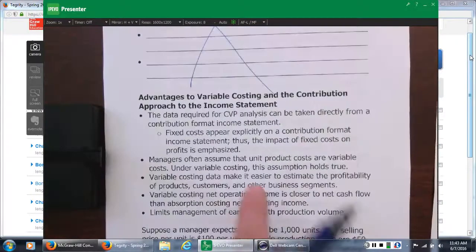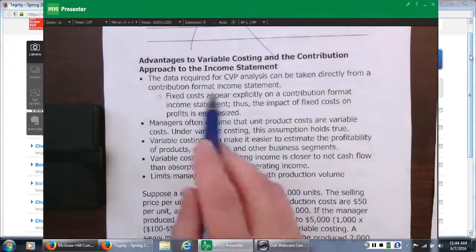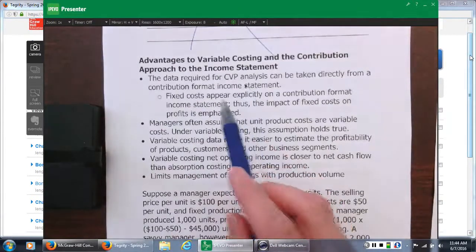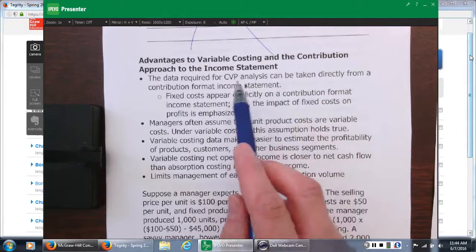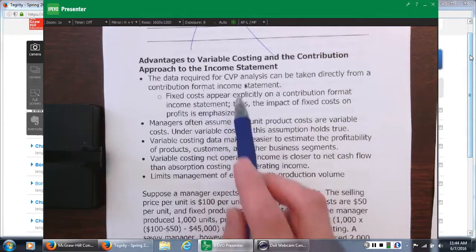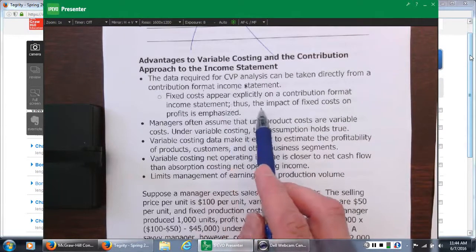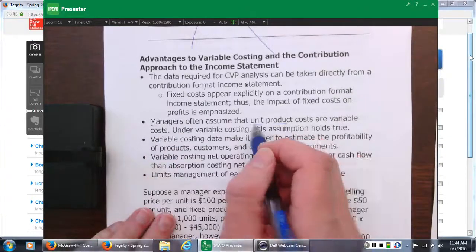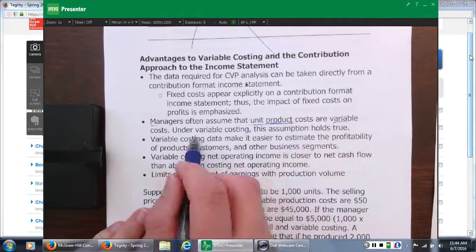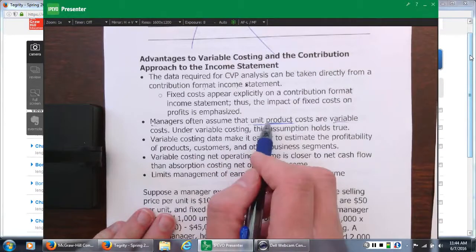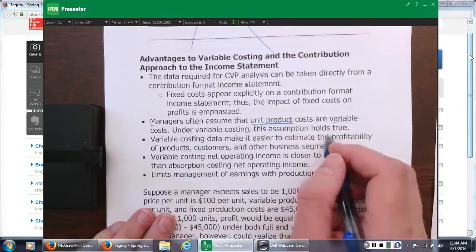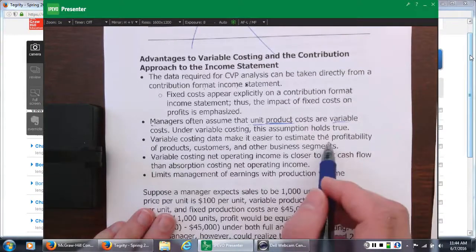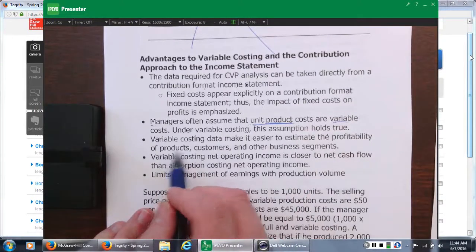I'm going to cross that out, and I'm going to look at the advantages to our variable costing and our contribution approach to our income statement. Okay? So I've kind of talked about this before in the earlier chapter, back in chapter 4, where it says the data for CVP can be taken directly from our contribution format income statement. We explicitly show the fixed costs and we explicitly show the variable costs. The problem, right, is that managers will often assume that all unit product costs are variable, but that's not true under full costing because we push the fixed overhead down to the units, but under variable costing, that assumption would be true. Variable costing is going to make it easier to estimate our profitability and also for cost estimation.